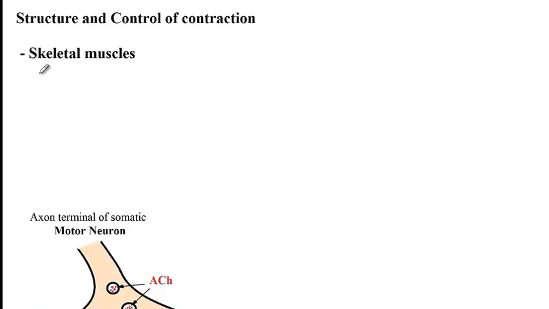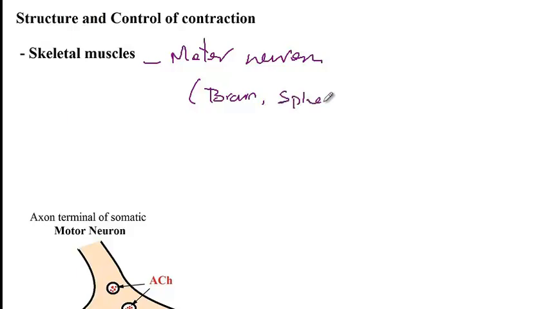So in order for a skeletal muscle to contract, it must first be stimulated by a motor neuron. Alright, so we already discussed the motor neuron is under the control of the somatic nervous system. And the cell bodies of these motor neurons are located in the central nervous system, for instance brain and spinal cord, and their axons run all the way to the periphery.